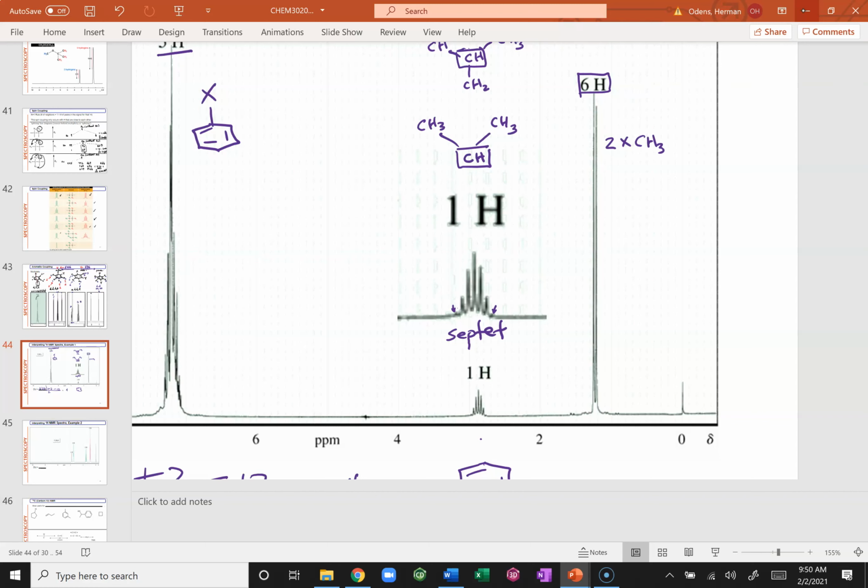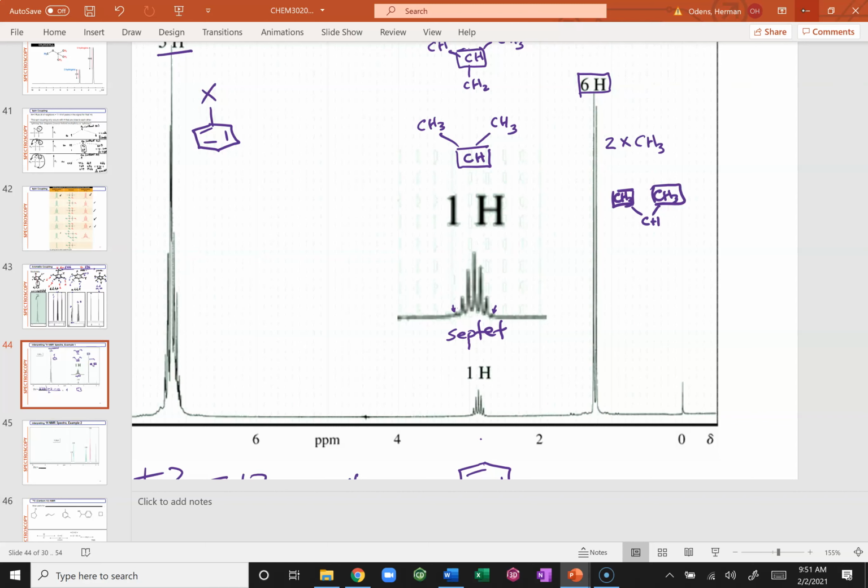The multiplicity here will be a doublet. What does that mean? It's got 1 neighbor. All right. So I'm going to box 2 CH3s. When I box something here, that means that is the signal of interest. And then they both will share 1 neighbor, a CH.